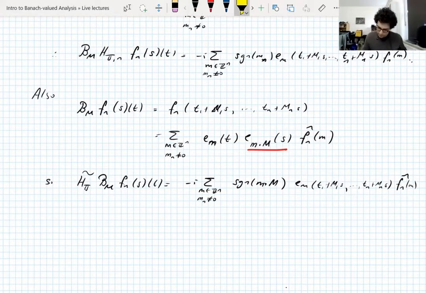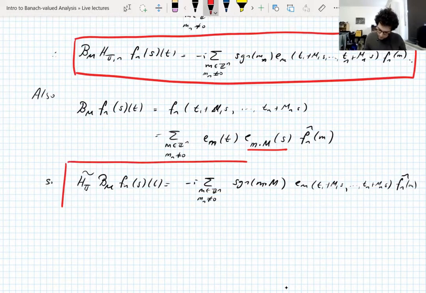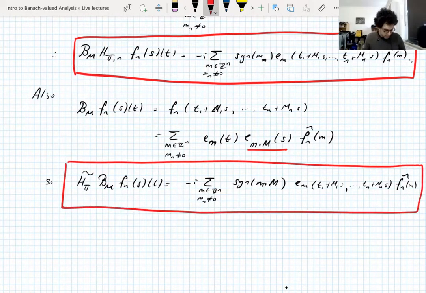Okay, so we have these two formulas here, the one from before and the one we just proved. And we compare them and we see that we almost have the same formula. We're showing that these two things are actually equal up to a coefficient. So I've got minus i, I've got the sum. These complex exponentials are the same here. These coefficients are the same. The only difference is in the sine term that appears in both of these formulae.